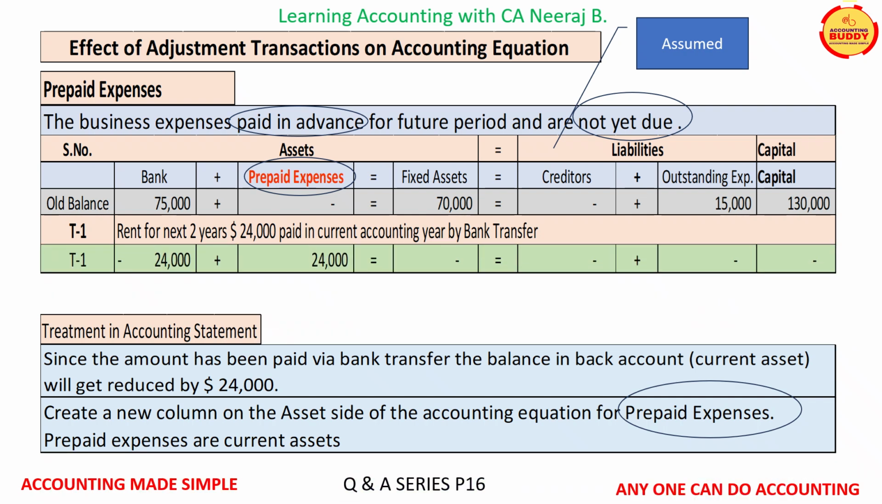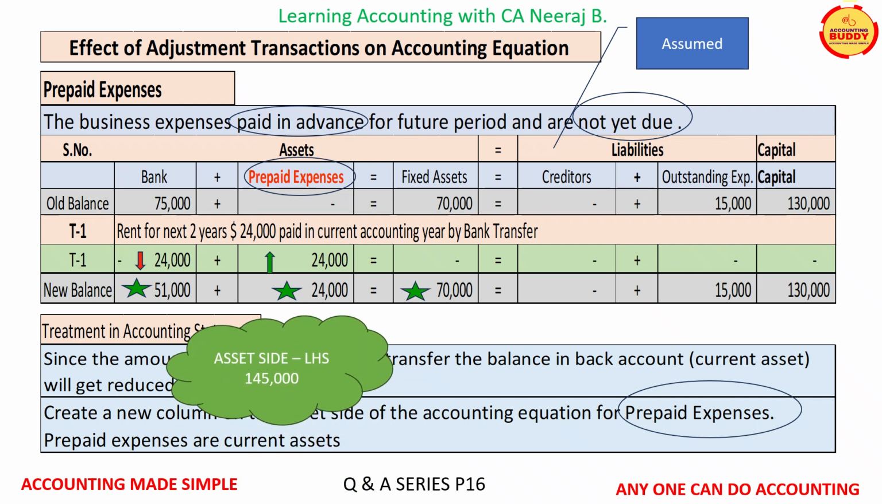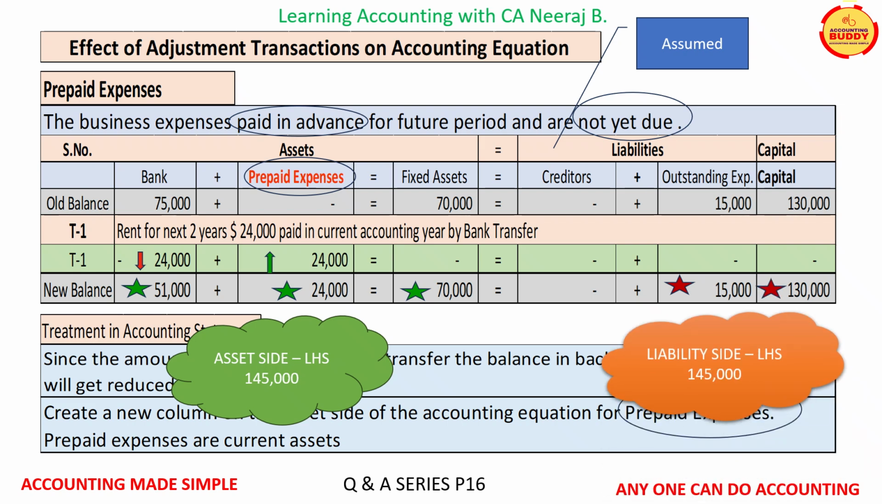Both bank and prepaid expenses being assets, it will have an effect only on the left hand side of the accounting equation. Bank balance will be reduced by $24,000 and the prepaid expenses will increase by $24,000. Post T1 prepaid transaction, the new accounting equation balance will be 51,000 cash, 24,000 prepaid expenses, 70,000 of fixed assets, totaling $145,000 of total assets on the left hand side, and on the right hand side we have $15,000 outstanding expenses and a capital of $130,000.